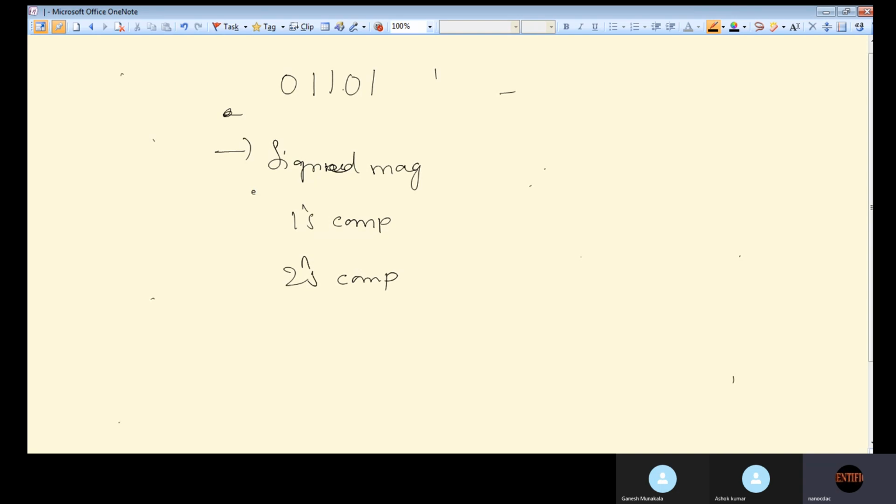So look here, if you see, the last bit is 0. That means it is a positive number. Okay, so how do you write plus 13 in signed magnitude form, 1's complement, 2's complement? People make such mistakes; I had given you an unsigned number.